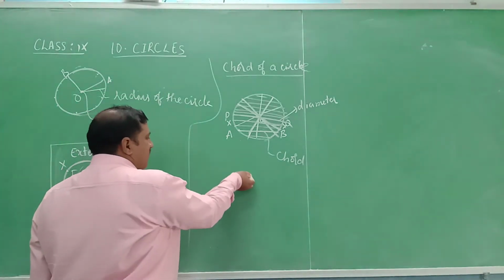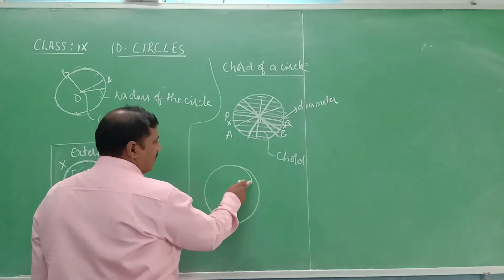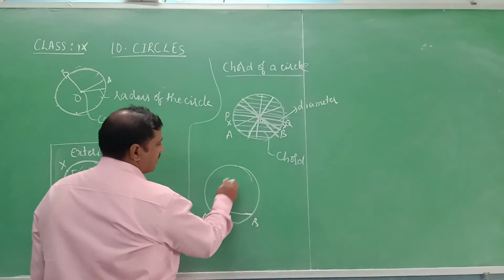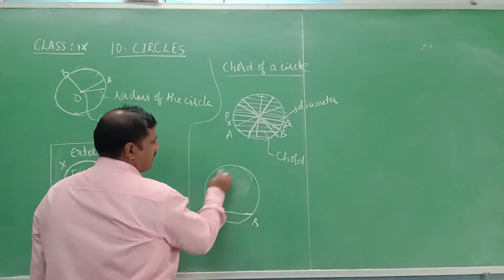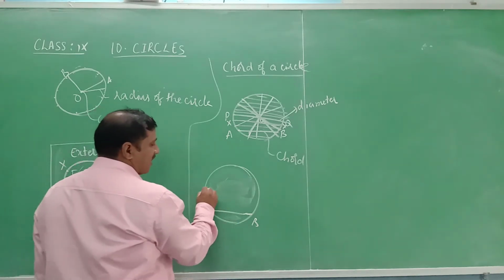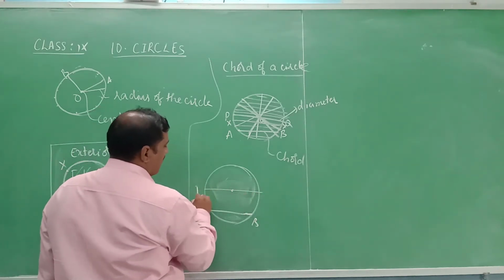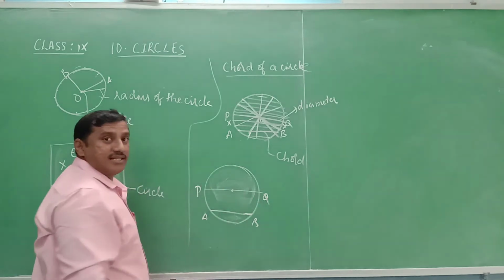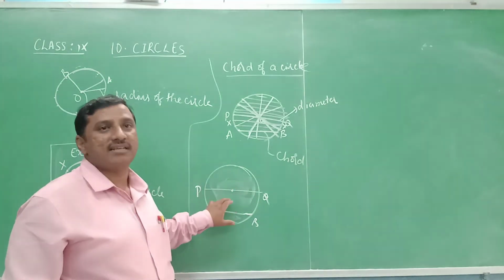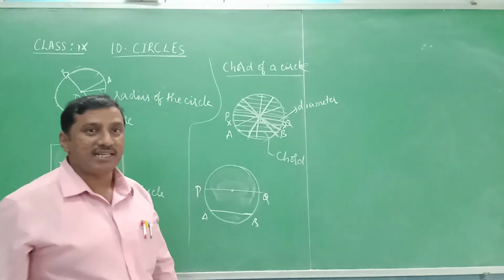Now each chord divides a circle into two parts. Yes, chord AB is dividing it into two parts. This is one part, and this is the other part. The same diameter PQ will divide the circle into two equal parts, and each equal part is known as a semicircle.